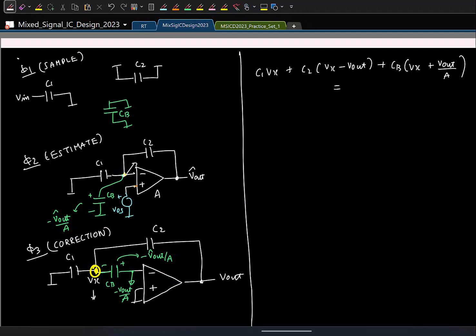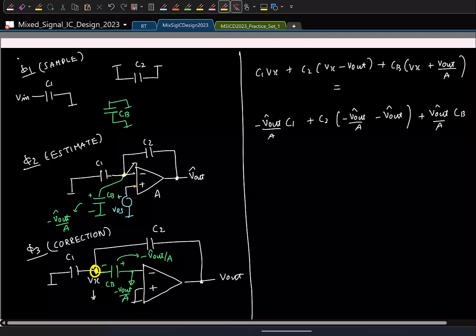No, I mean this is minus V out hat by A into C1. For C2 it is minus V out hat by A, and V out hat. And for CB, be careful, here we looked at the bottom plate, so here also we should look at the bottom plate, right? And what is the charge in the bottom plate? CB into V out hat by A. The top plate was minus V out hat by A into CB, so the bottom plate will be negative of that, it will be plus V out hat by A, CB.